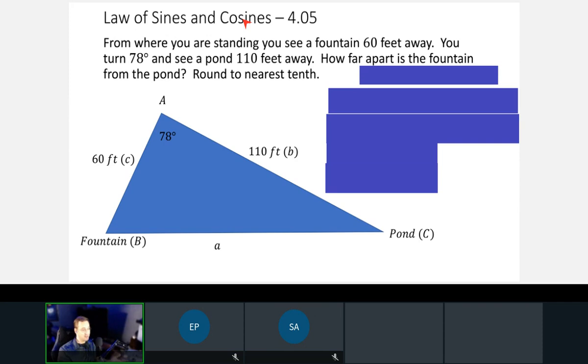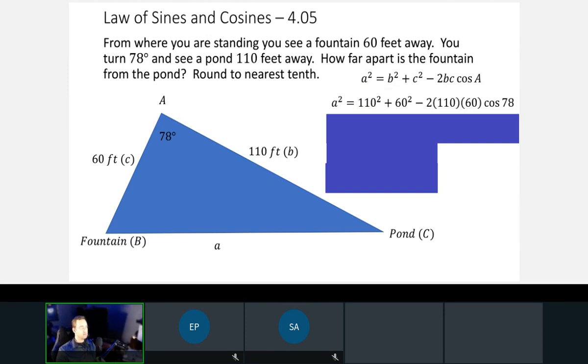You're going to get stuck in a really bad way. But this one actually is the law of cosines. We have angle A is 78 degrees. That is the included angle to side C and side B, which are given. So, well, that's law of cosines. So we're going to use that, and we just plug stuff in.